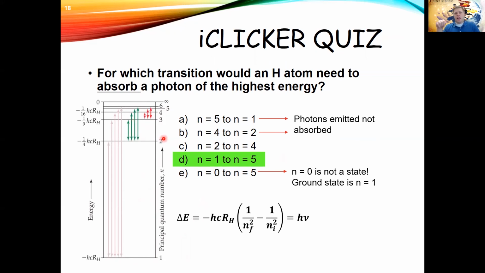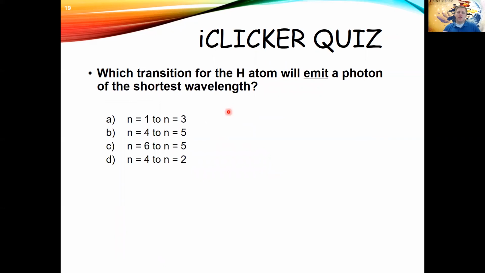All right, let's try another problem. This one's a little more tricky and involves a little more understanding. Which transition for the hydrogen atom will emit a photon of the shortest wavelength? Go ahead and pause the video and try and figure it out. All right, so we're looking at emission, which means that our electron is losing energy. So if it was absorbing, it would go from a low energy state to a higher one. But it's emitting energy, meaning it's losing energy in the form of light. So it's going from a high energy state to a lower. So it's going from a higher number to a lower.